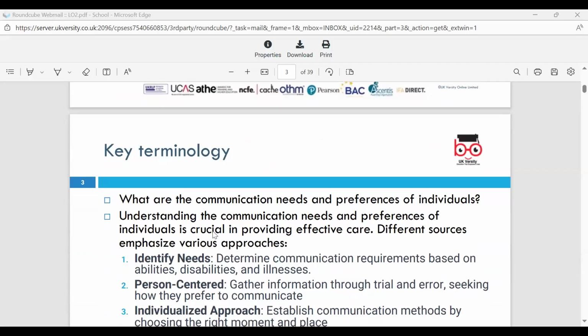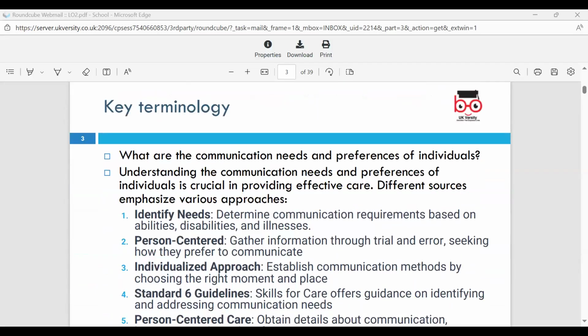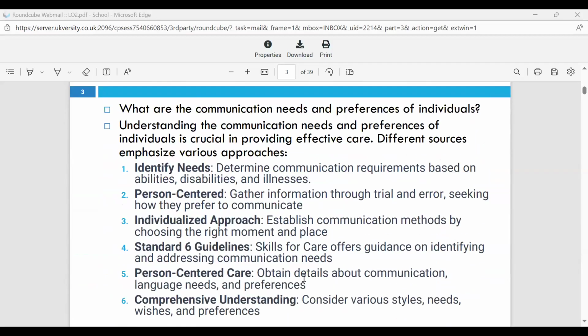So what are the communication needs and preferences of individuals? It's really important to understand the communication needs and preferences of every individual. Everyone has different needs, and everyone understands things differently. We don't all understand the same. We're here to provide information and access it in the form of what that person needs. For example, if that person has special needs, we need to provide for sensory needs, or use simple language, and avoid using jargon. If they've got any sort of disabilities or mental health needs, we need to take that into account.